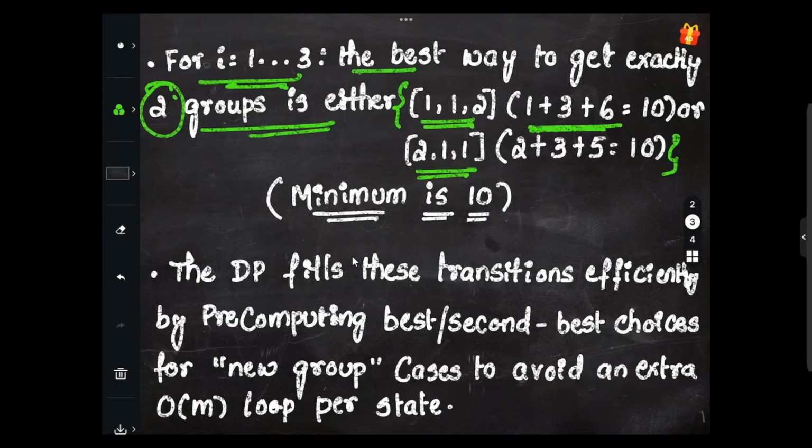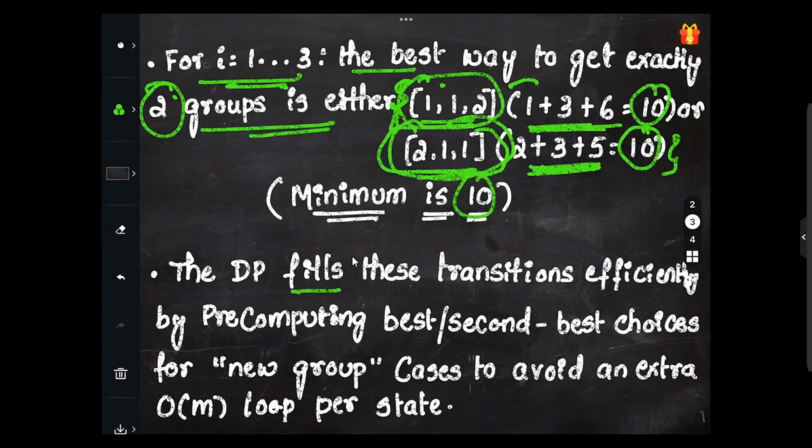So the best way to get exactly two groups is either 1 1 2 or 2 1 1, right? Both will give us 10 itself. So this will be 1 plus 3 plus 6, which is equal to 10, and this one will be 2 plus 3 plus 5. This is just the placement, whichever we place first, and it will lead to the same value in simple terms. So both will give us 10, and we will be taking the minimum of 10 comma 10. So this will be 10 itself, right?